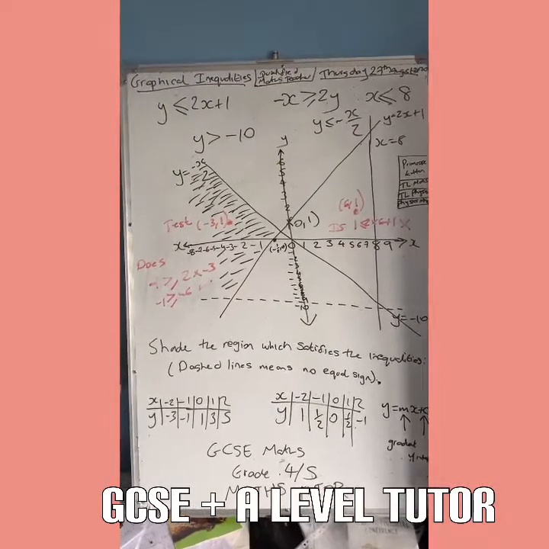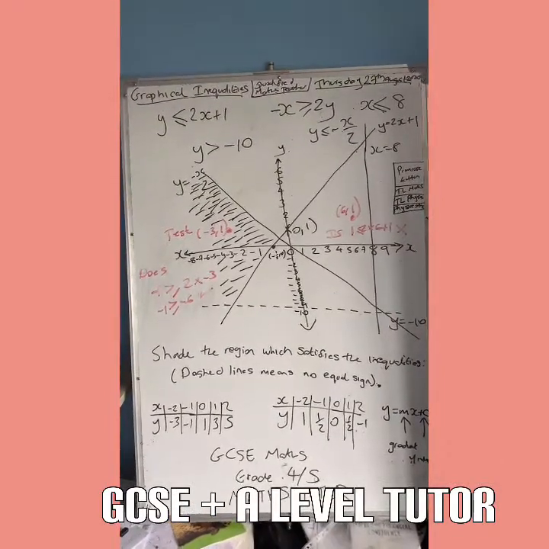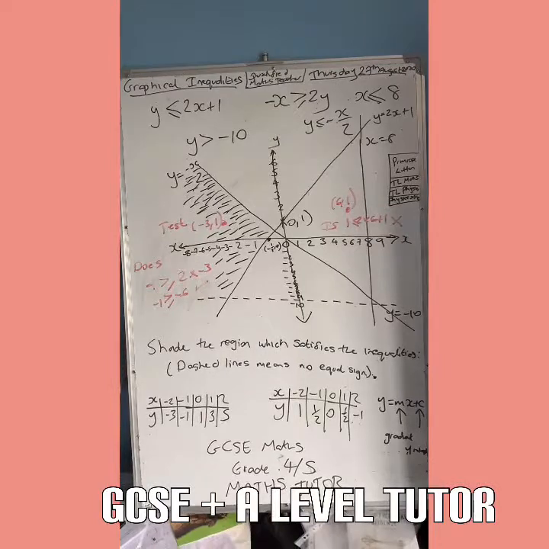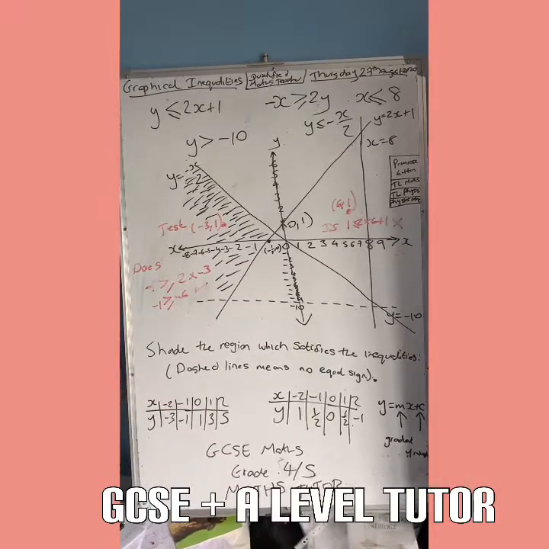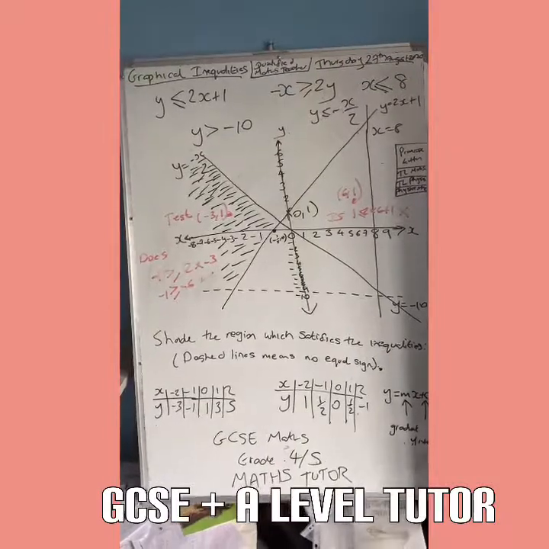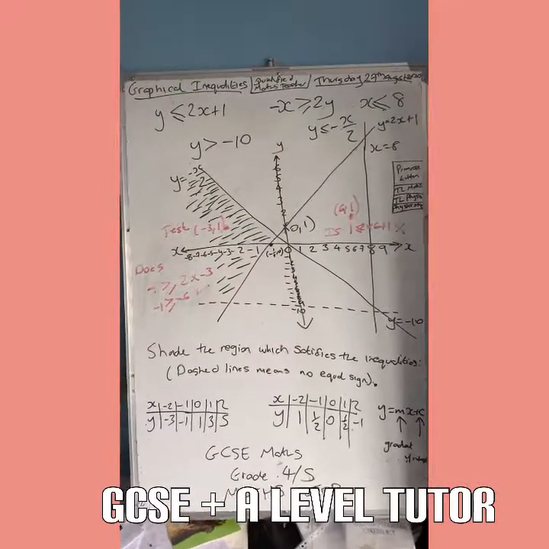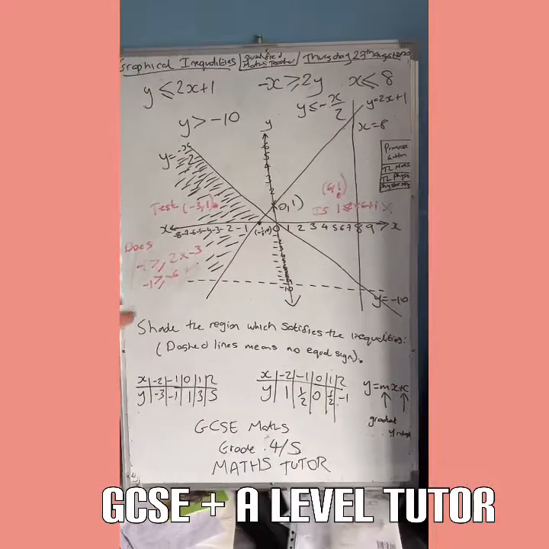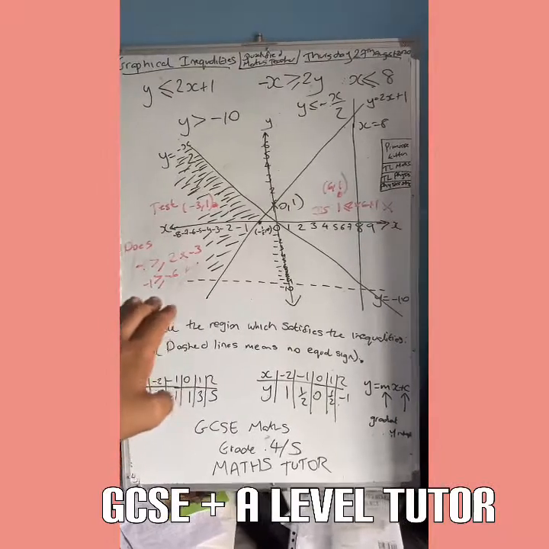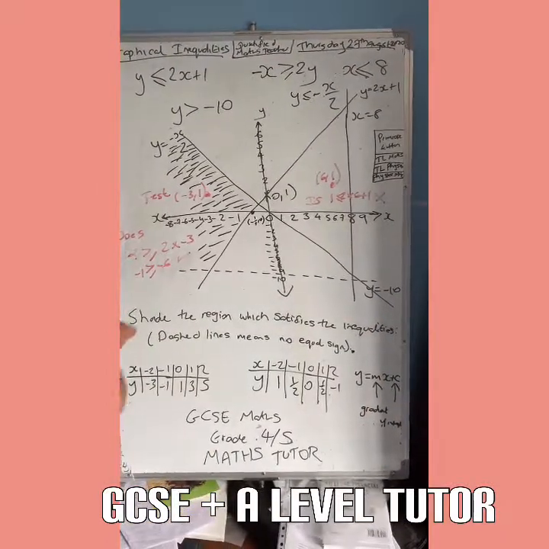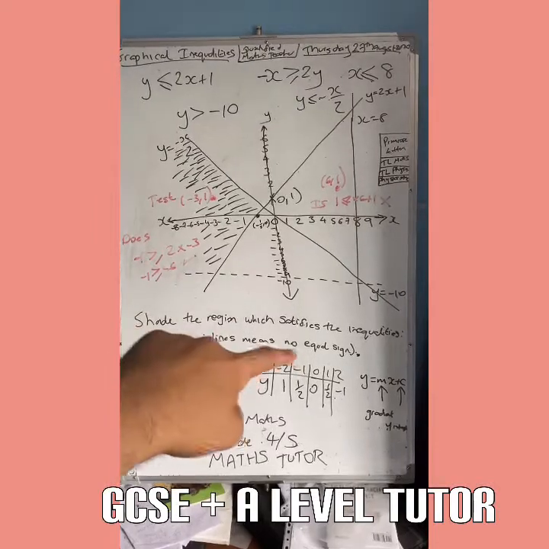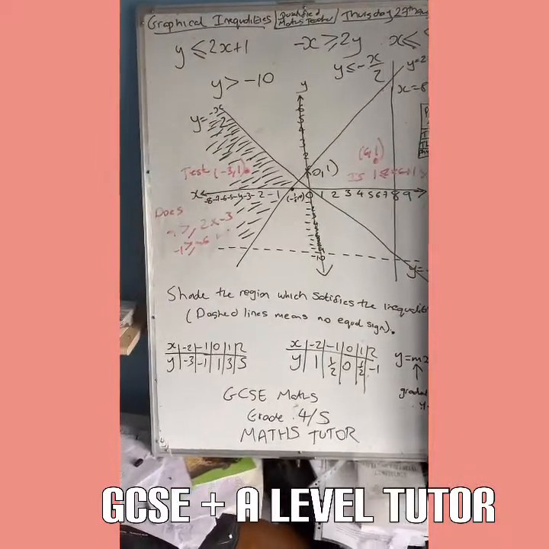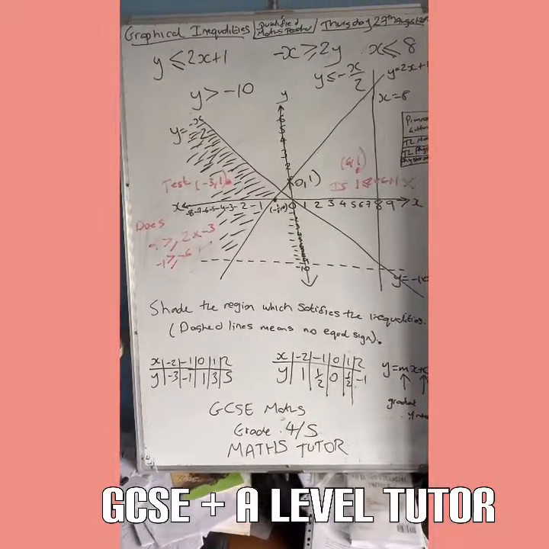So we are given inequalities: y is less than or equal to 2x plus 1, minus x is bigger than or equal to 2y, x is less than or equal to 8, and y is bigger than minus 10. Firstly, I had my coordinate grid. I then plotted the line y equals minus 10, which is a horizontal line. It's a dashed line because there is no equal sign; the rest of them have equal signs, that one doesn't.